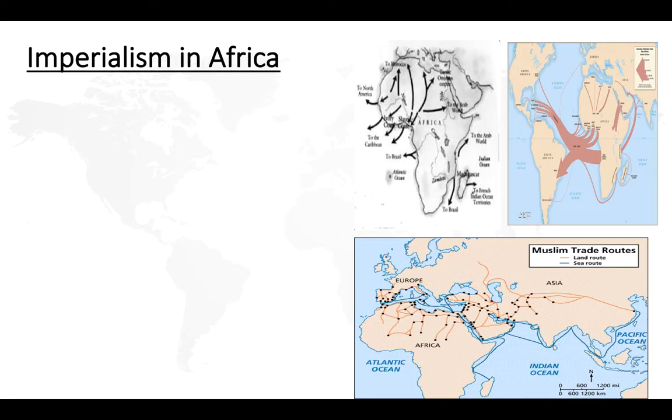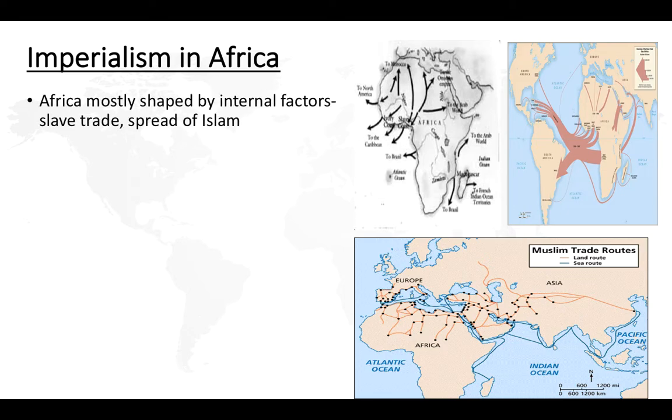If we think about what was going on before imperialism in Africa, you're going to want to think about the major trade routes, and the use of Africans, especially in the West, for slavery in the Americas. Africa was mostly shaped by internal factors: the slave trade, the spread of Islam, and we see European influence starting to infiltrate the gold and salt trade and the slave trade.